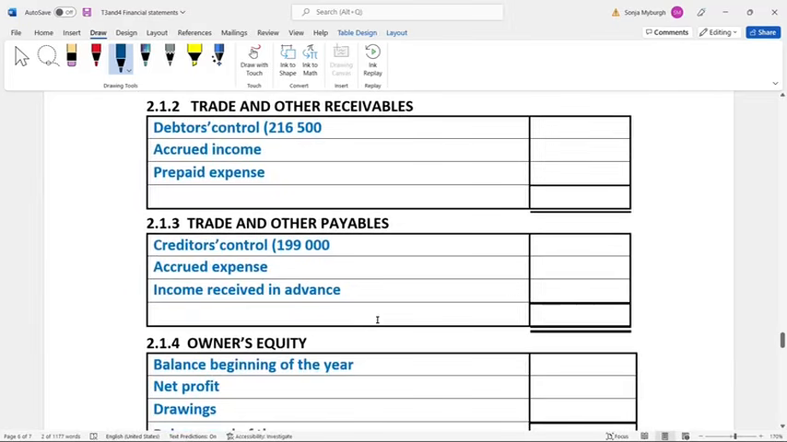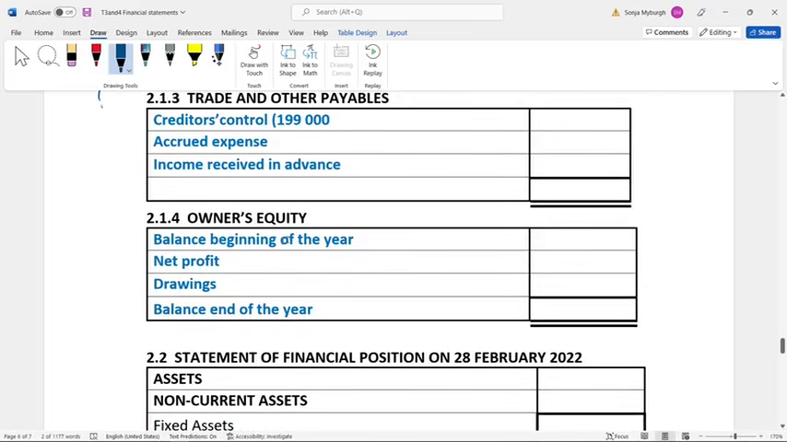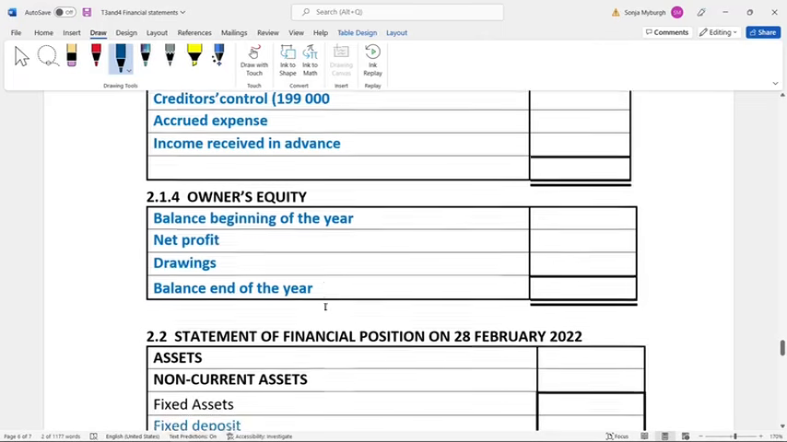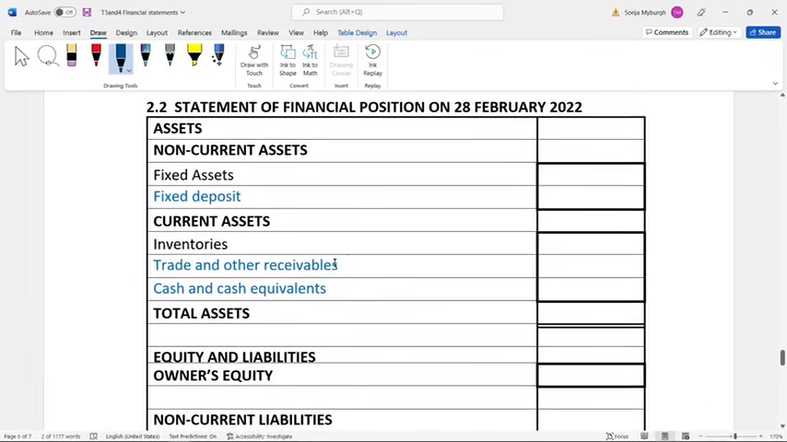Now in your workbook, trade and other receivables, it's a blank. So you must fill in debtors control. Remember, format. This is all about the format that you must study. You also have accrued income, prepaid expense. Those two are the assets. Trade and other payables, creditors, 199,000. We also have accrued expense, income received in advance. Those are the liabilities. Owner's equity, this is actually the capital account. The balance at the beginning, the net profit minus the drawings will give you the balance at the end. Statement of financial position, we will never give you a blank.